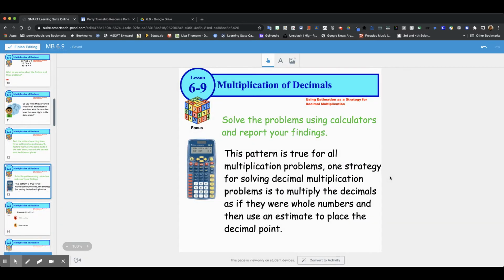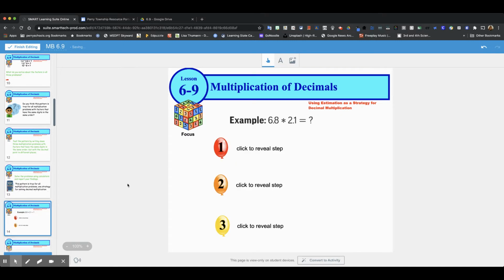Hopefully you found, sorry for that long pause, that this pattern is true for all multiplication problems. One strategy for solving decimal multiplication problems is to multiply the decimals as if they were whole numbers and then use your estimate to help place your decimal point. For example, 6 and 8 tenths times 2 and 1 tenth. Let's check through these steps here. There's 3 steps we're going to look at.